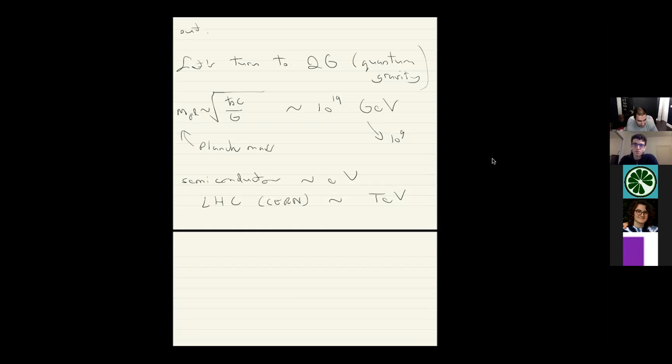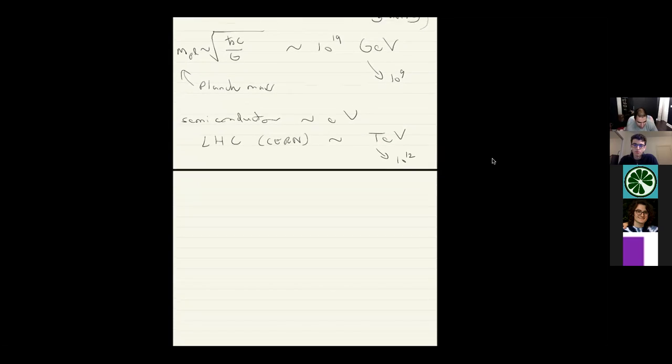So giga is 10 to the 9th. T is the next one up. What should the next one up be? 10 to 12. Peta? Peta would be above that. T is the next one. It would be 10 to the 12.